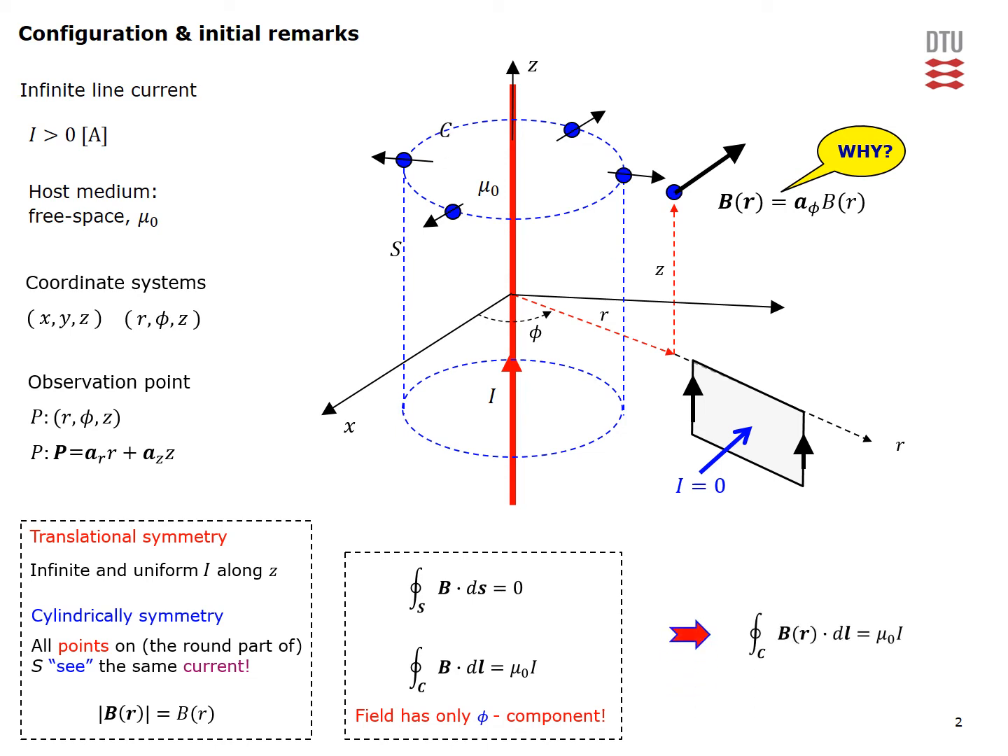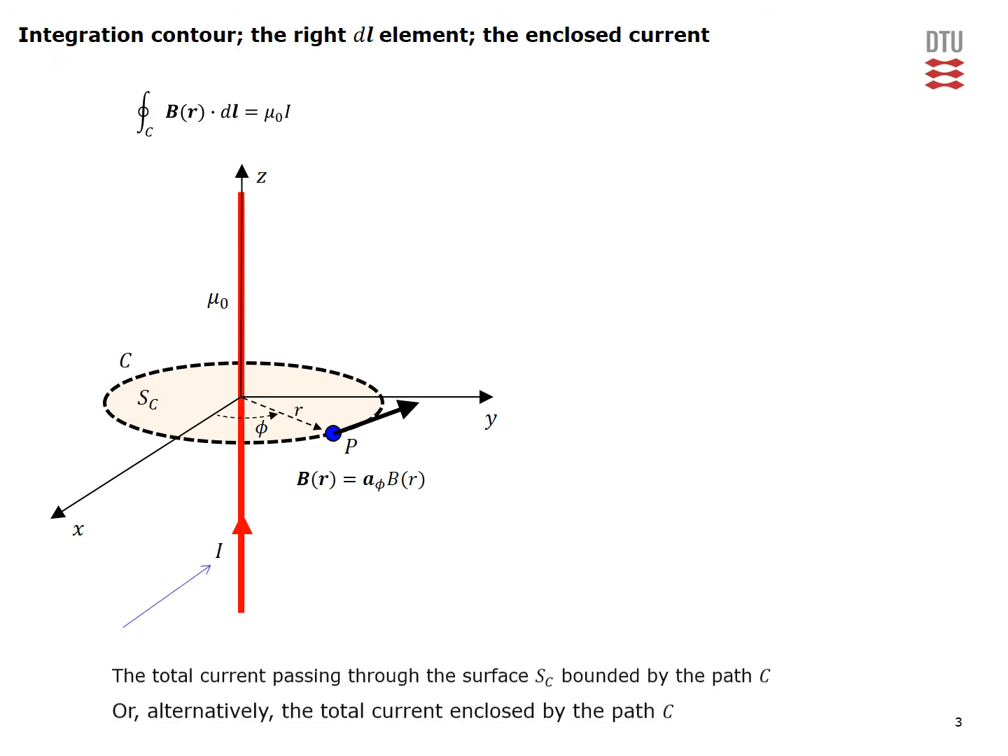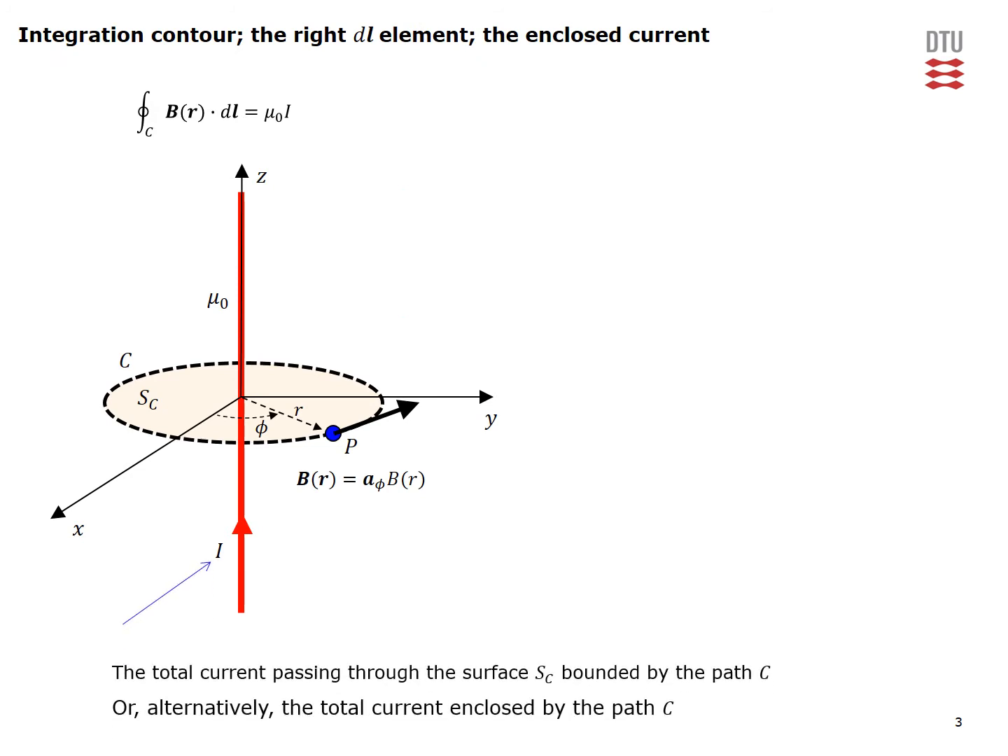That means that if we consider, for instance, this cylindrical path over here of a constant radius r, we can use Ampere's law, which is given here, which states that the circulation of the B field along this closed path C is equal to mu0 times the total current flowing through this path. So we then proceed here with the details of our integration contour, and also getting the right dl element, and also getting the enclosed current through the surface bounded by this path C.